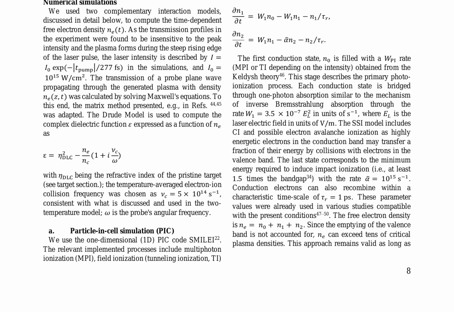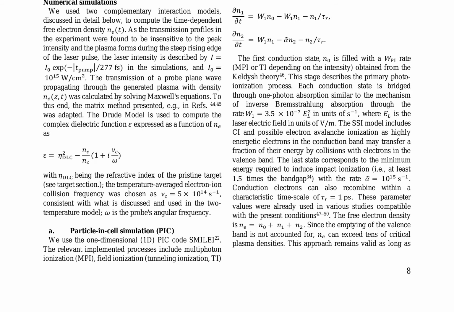The SSI model, adapted from Ref. 33, describes ionization in solids using a set of rate equations that account for the electron dynamics in the conduction band. The model includes primary photoionization, one-photon absorption, and impact ionization, as well as collisional ionization and electron avalanche ionization. The free electron density is calculated as the sum of the electron densities in each conduction state.